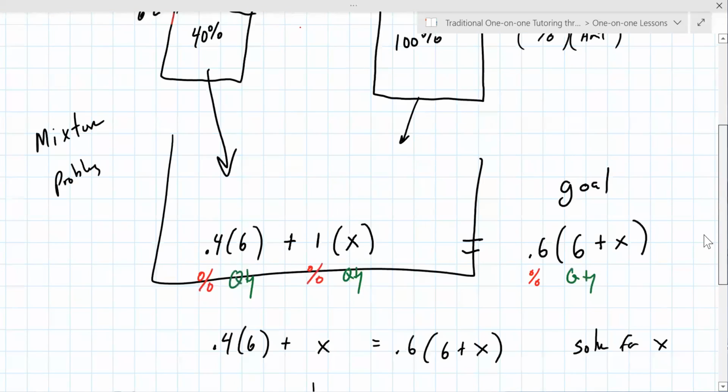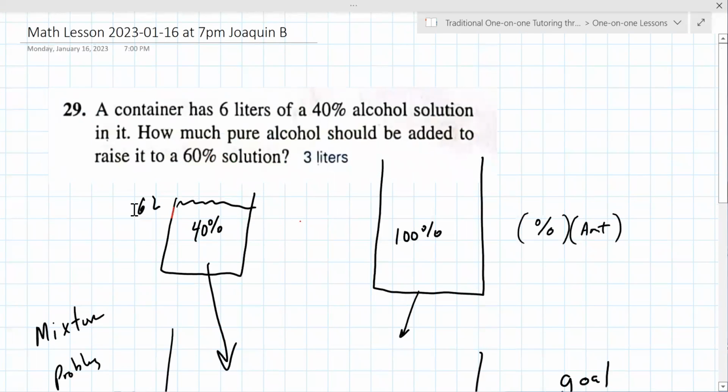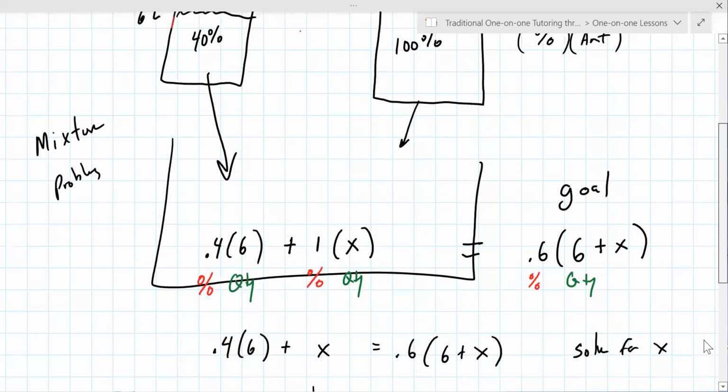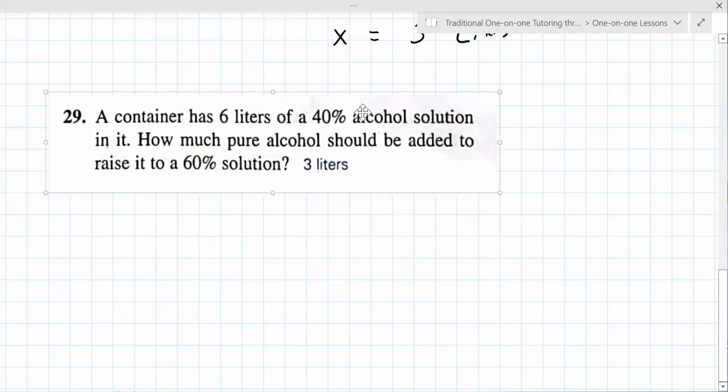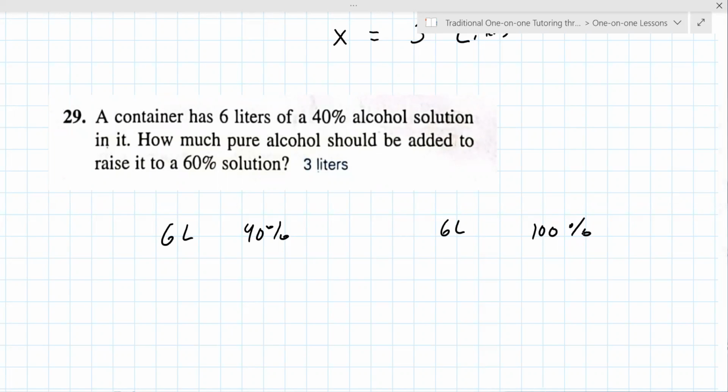So let's look at it from a different perspective. Let me restart the problem here. This is kind of an SAT thing that we're about to do, but it's important. If you took 6 liters of a 40% solution and 6 liters of 100% solution, what do you think the final mixture would be? Probably like a 70% solution, right?